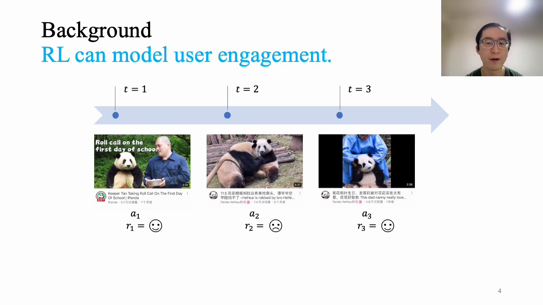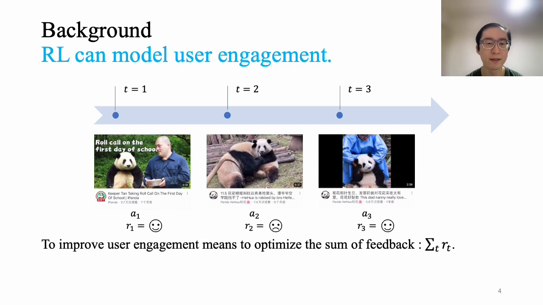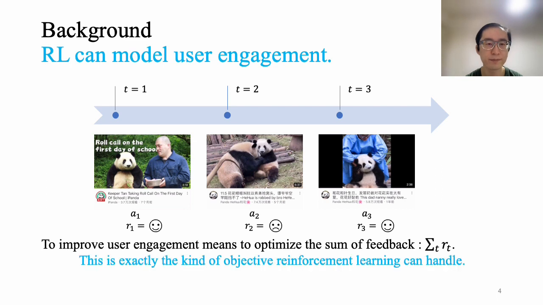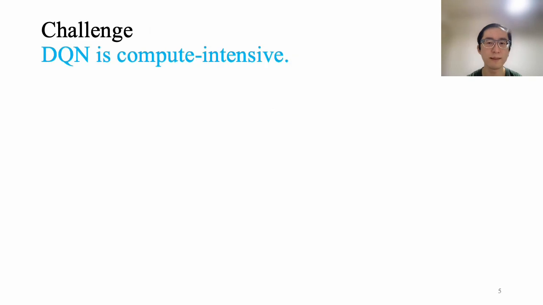As you can see, for feed, users interact with an agent continuously. To optimize user engagement, we need to optimize the sum of feedback during the entire process, that is, the sum of R. And this is exactly what RL can do. This paper addressed the computational cost of reinforcement learning for recommender systems.